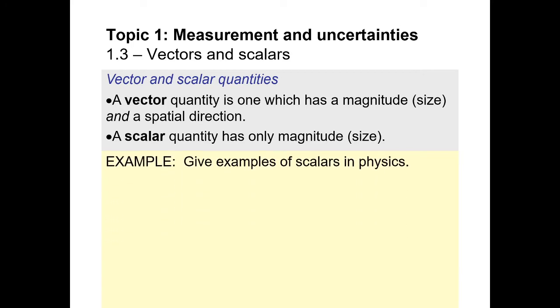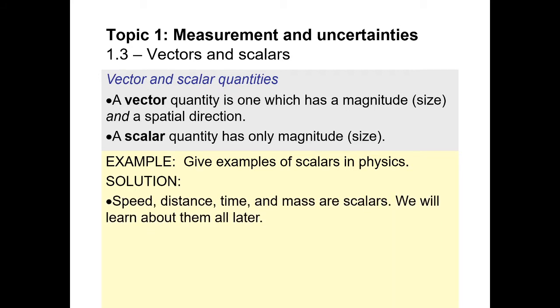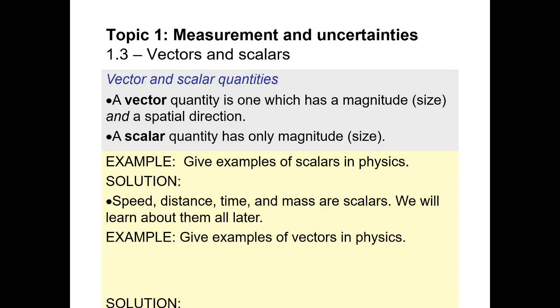Give examples of scalars in physics. We actually did that just now on our slide. Speed, distance, time, and mass. We also saw temperature. Even though I gave it in degrees Celsius, whether it's in Celsius, Fahrenheit, or Kelvin, which is the accepted SI unit for temperature, they are all scalars.